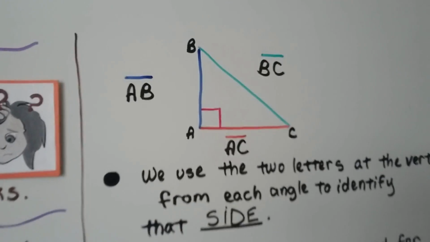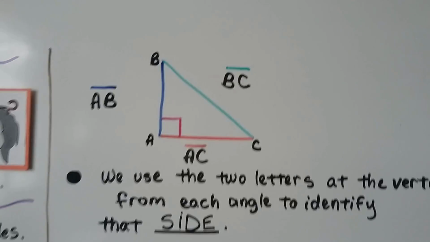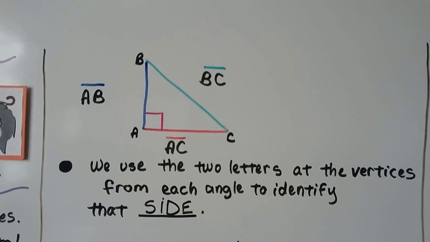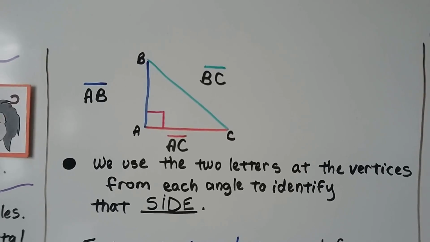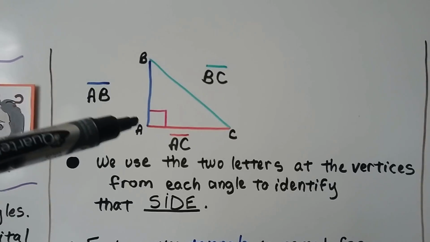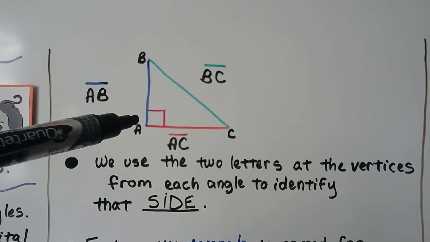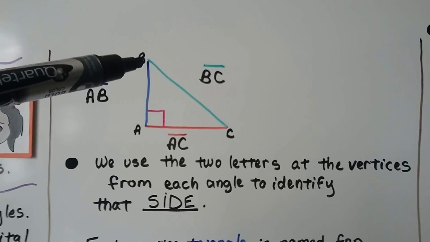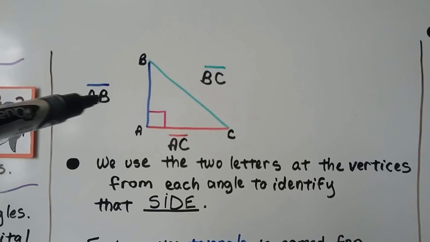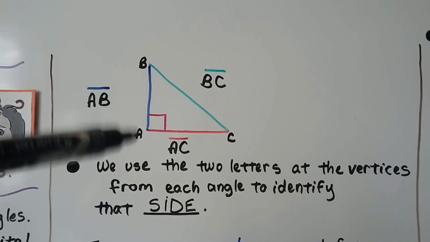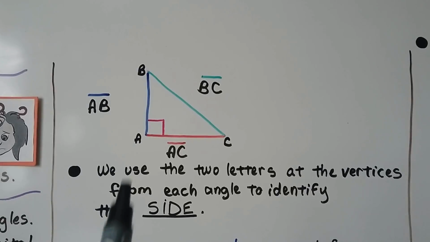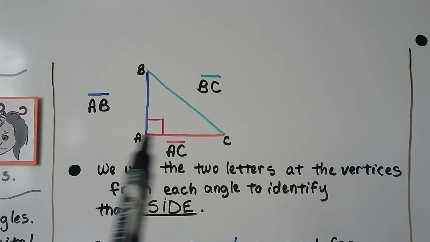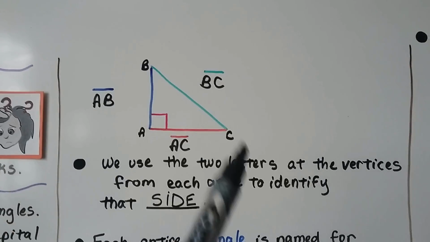We've got this right triangle, and I color-coded it to make it easy. And we use the 2 letters at the vertices from each angle to identify that side. So here we have the vertex A and the vertex B, and to identify this blue line, it's line AB. We use the labels from the vertices, see? And here's line AC and line BC.